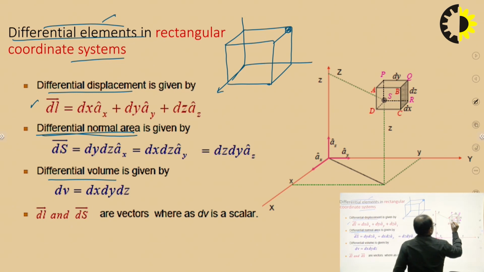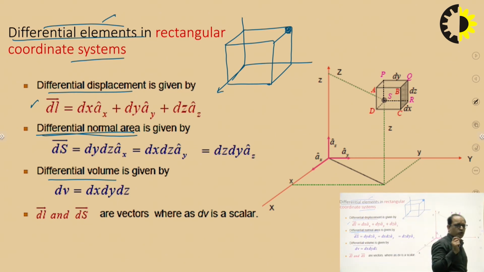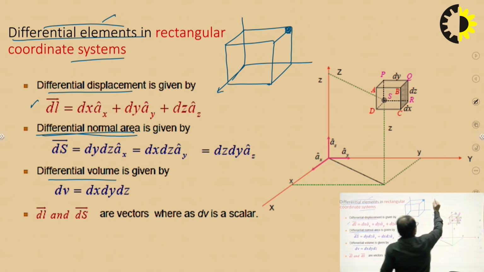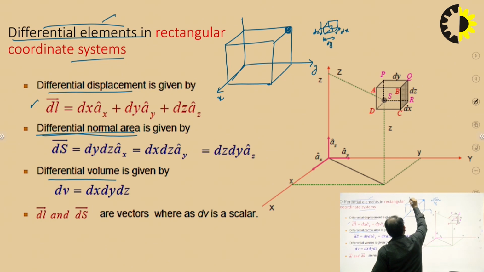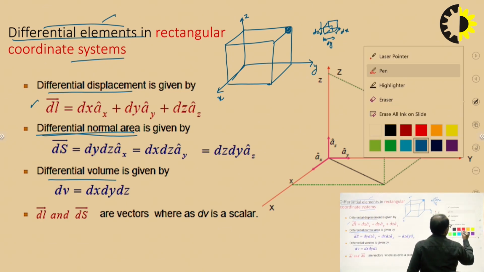So if I say this point P, the smallest element, this whole cuboid is made of a small number of cubes. Meaning if I take a smallest cube or cuboid, what are its lengths? This is dx, this is dy, and this is dz, because this is y, this is x, and this is z. Clear? So you will see here 3 planes will be formed.